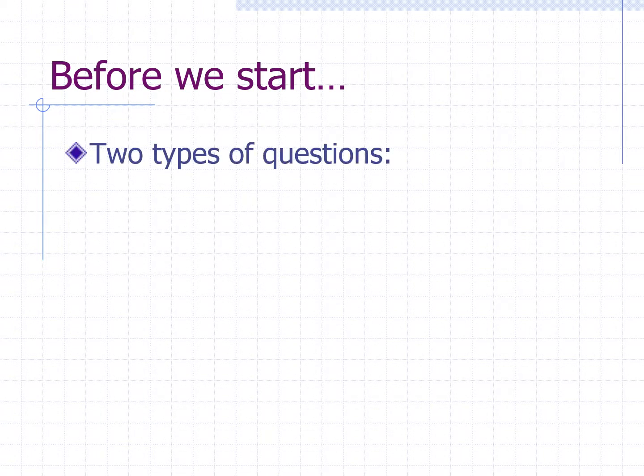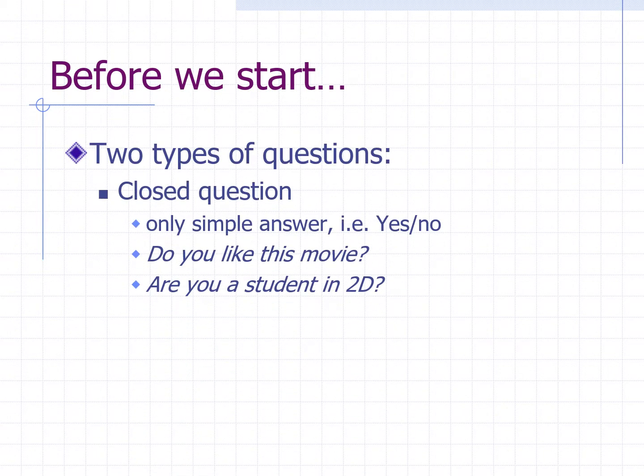So before we talk about how to form questions in passive voice, let's have a quick revision about forming questions. Now, in English, there are two types of questions. They are closed questions in which only a simple answer is required, for example, yes or no.